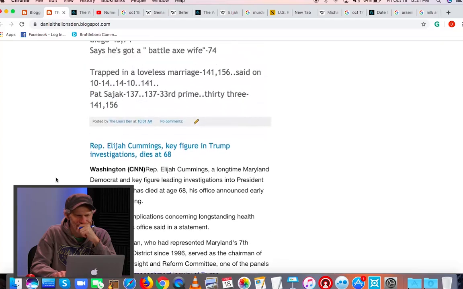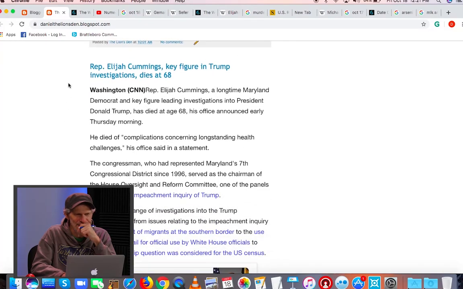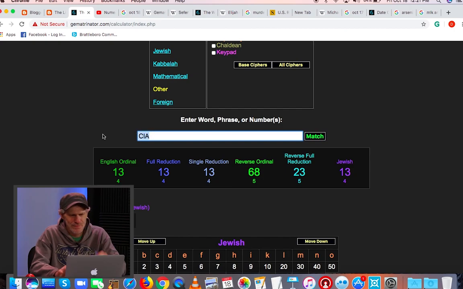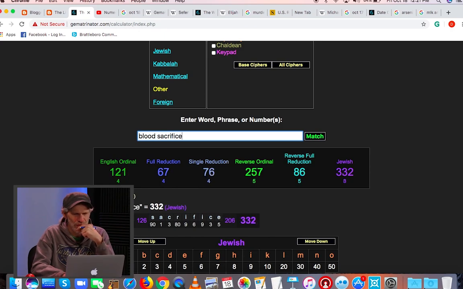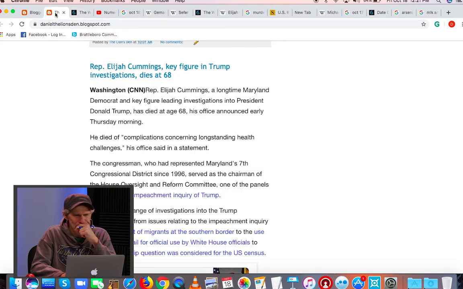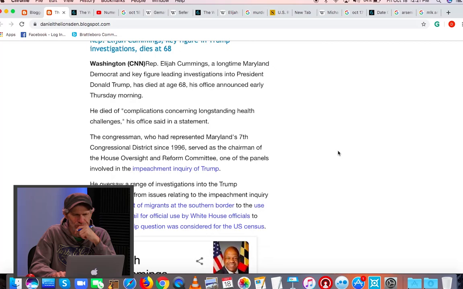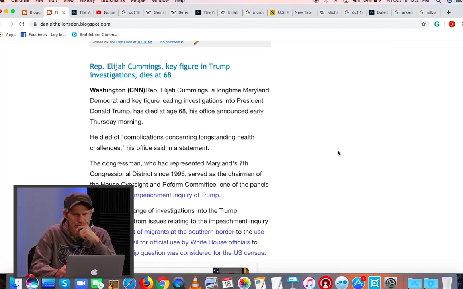Anyway, he died at age 68, the reflection of 86. Another sacrifice, blood sacrifice, is 86 as well. It's murder by numbers, 1, 2, 3. It's as easy to learn as your ABCs. It's a clue to what's happening in your world. You know? People just don't up and die. Look what he died of. Complications concerning long-standing health challenges. I never heard of that before. What is that? I don't remember doing this at all.